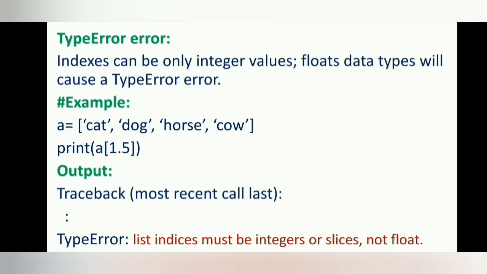Python will not return any error message if we use Boolean values true or false, because the numeric value of true is 1 and false is 0. So by using Boolean values, we can access the first and second items in the list.